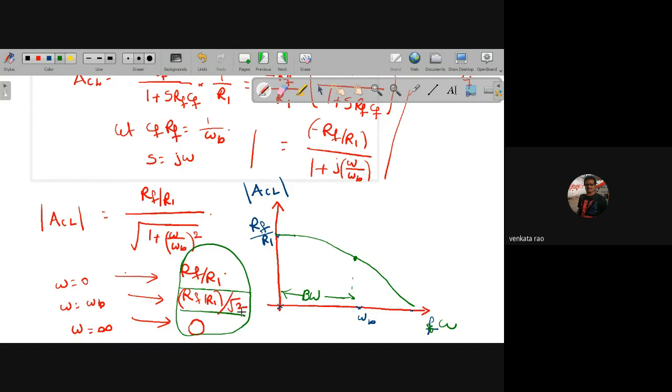Now sometimes you have to go for designing of an integrator. How to design an integrator. All of you write down these points. How to design an integrator.